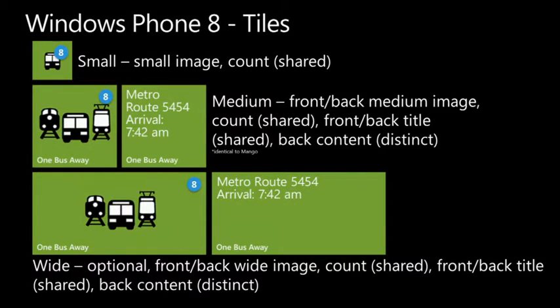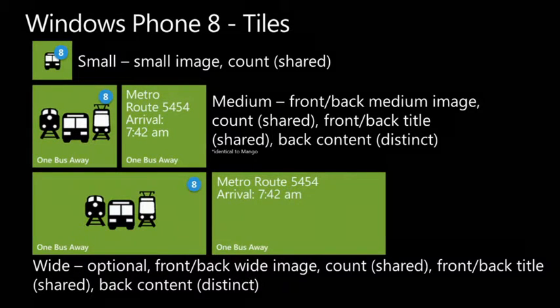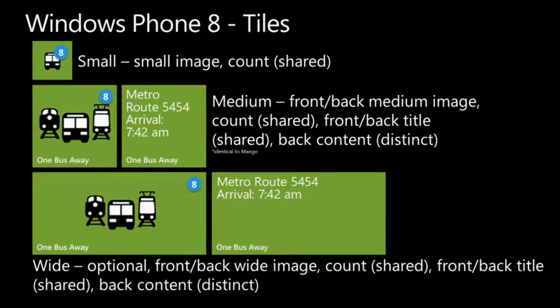You have the front and back images. Those are different sizes. As you can imagine, you can take advantage of the full screen, the full tile size. You can have the count that's shared, the front and back title that's shared, and then the back content, which is distinct. You can have different back content for the wide tile versus the medium tile, because as you can imagine, there's a lot more room that you can put more information on a larger tile.